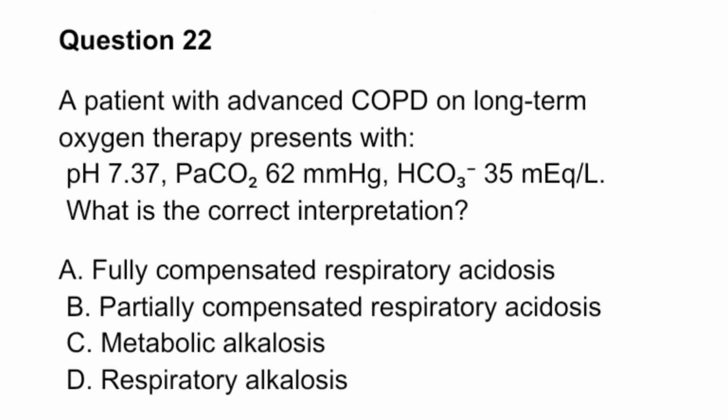Question 22. A patient with advanced COPD on long-term oxygen therapy presents with pH 7.37, PaCO2 62 mmHg, HCO3- 35 milliequivalents per liter. What is the correct interpretation? A. Fully compensated respiratory acidosis. B. Partially compensated respiratory acidosis. C. Metabolic alkalosis. D. Respiratory alkalosis.